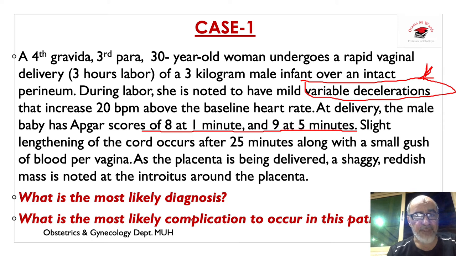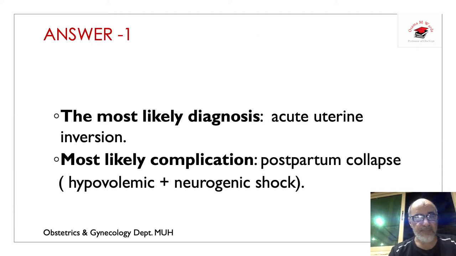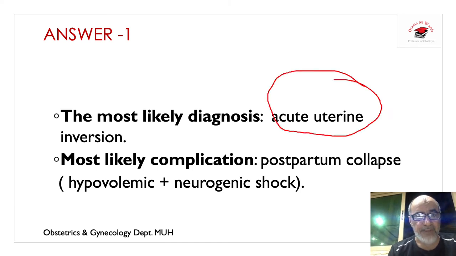Slight lengthening of the cord occurs after 25 minutes, along with a small gush of blood near the vagina. So there was no placental separation. There was no accidental hemorrhage because the placenta is separated after 25 minutes. As the placenta is being delivered, a shaggy reddish mass is noted at the introitus around the placenta. This shaggy reddish mass is acute uterine inversion. Most likely complications: postpartum collapse and hypovolemic shock.